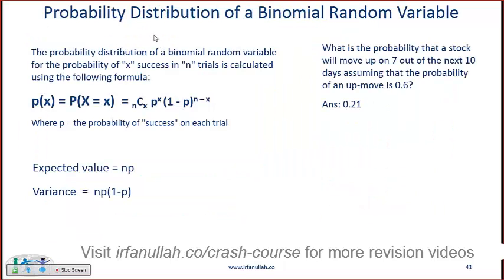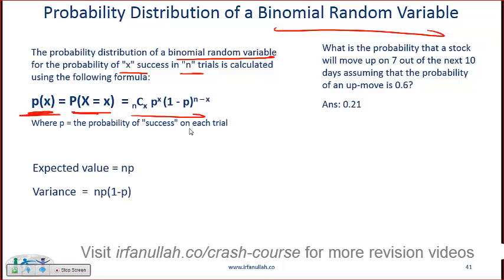We are still on discrete distributions, and here we'll talk about the binomial random variable. This is the probability distribution of a binomial random variable for the probability of X successes in n trials, and it is calculated using this formula. P is the probability of success on each trial. So remember this formula. This should be done using the calculator. X is the number of successes, and the number of successes do not have to be continuous.